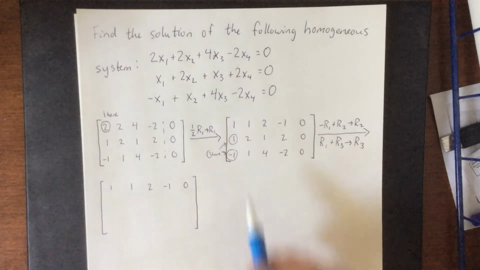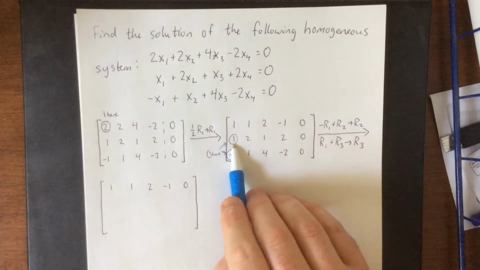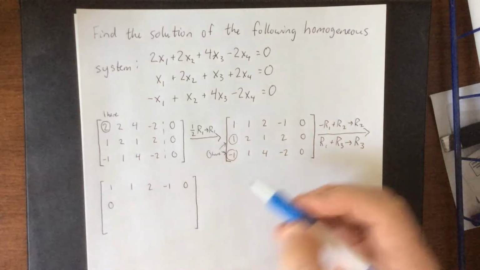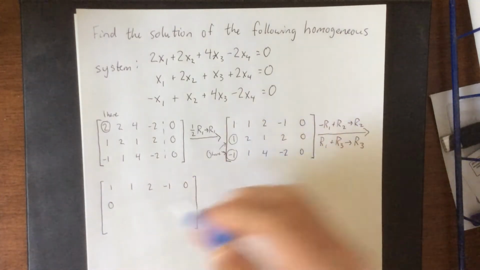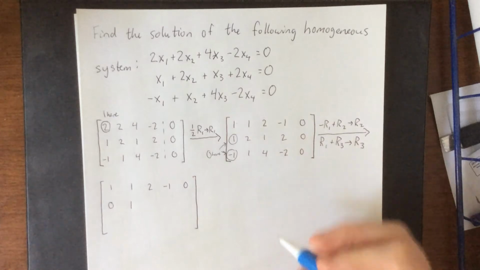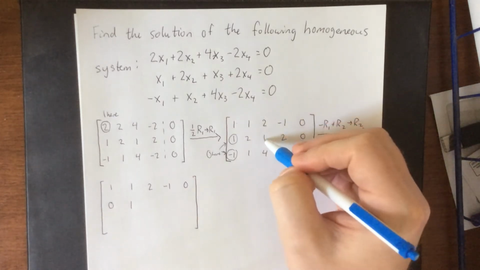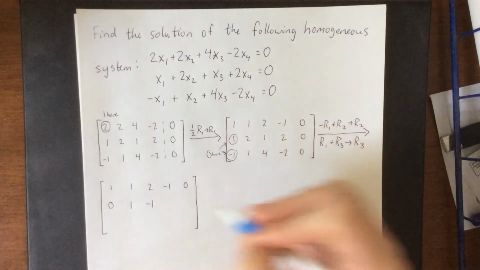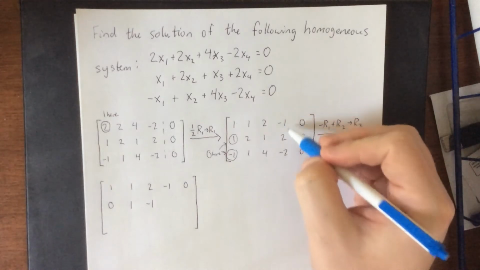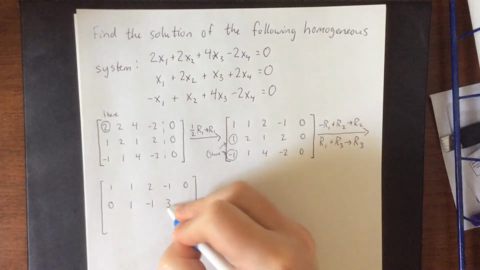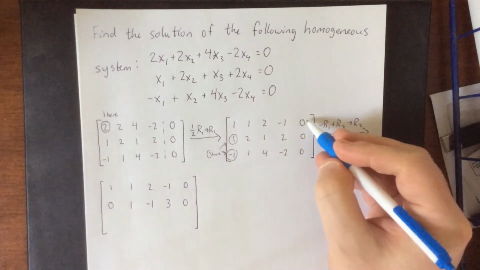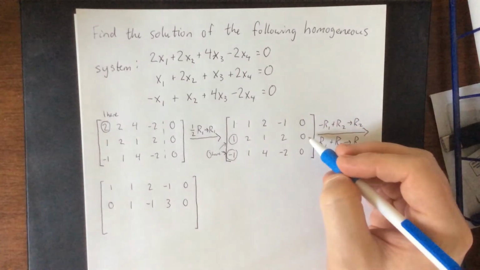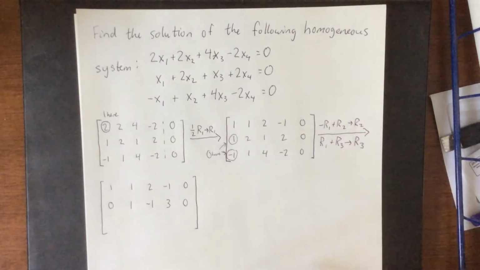Alright, let's do this. We'll take negative 1 times 1, add to 1, that'll be 0. Negative 1 times 1, add to 2, we'll get 1. Negative 1 times 2, add to 1, we'll get negative 1. And negative 1 times 1, add to 2, we'll get 3. The augment will still be 0 because any combination of zeros being added together will still obtain 0.